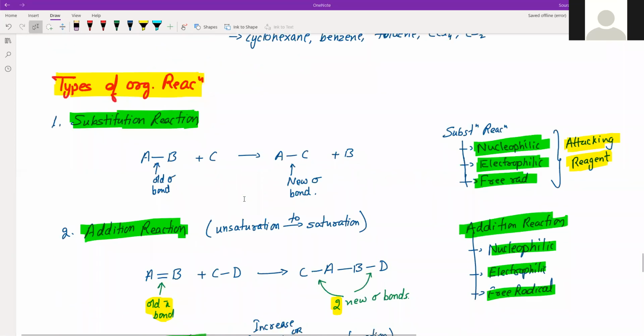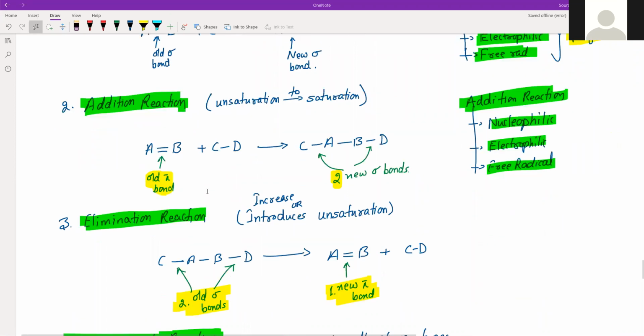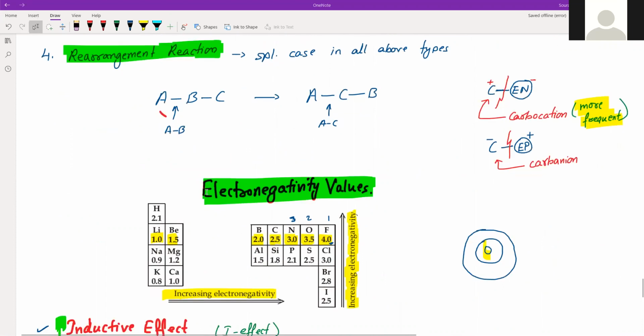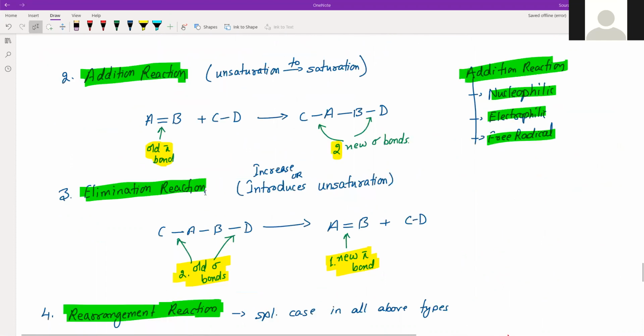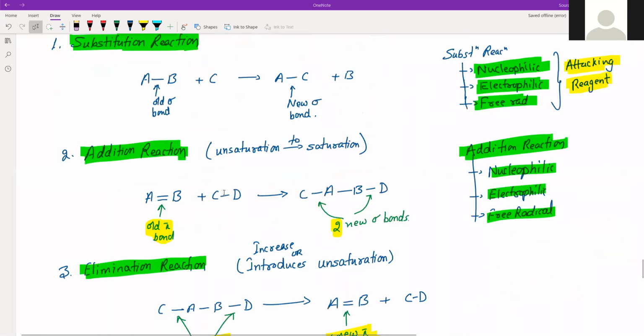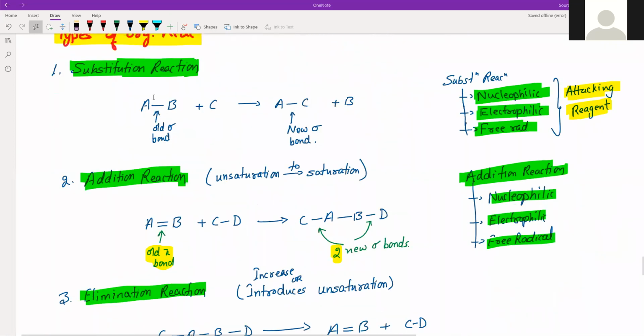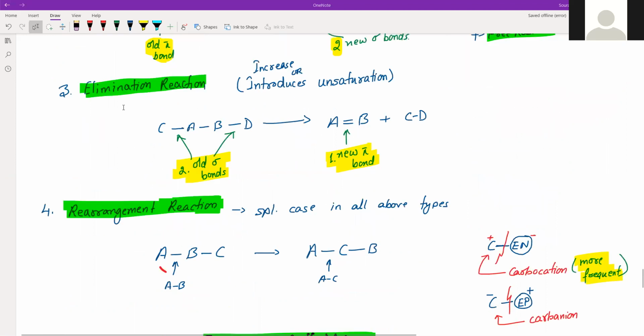Then we moved to types of reactions, where we have seen substitution reactions, addition reactions, elimination, and rearrangement reactions. Substitution means a sigma bond breaks and a new sigma bond is formed. Addition means a pi bond will break, and for every pi bond, there will be two new sigma bonds. Elimination means two sigma bonds will break and one new pi bond will be formed.